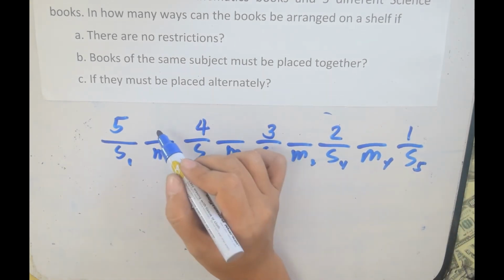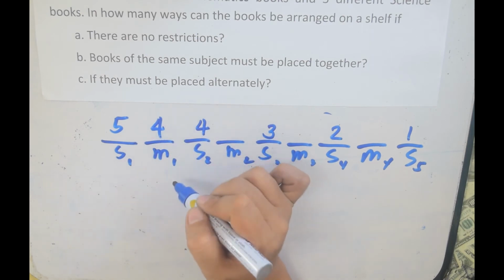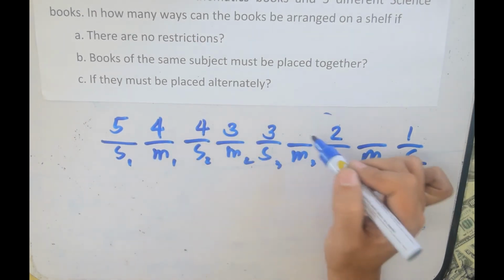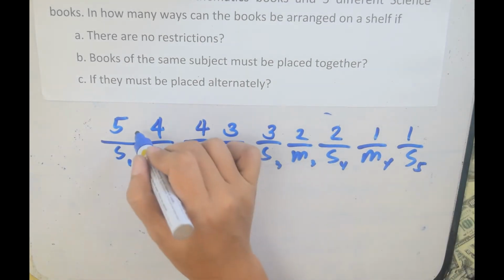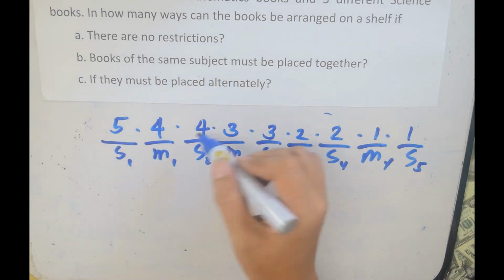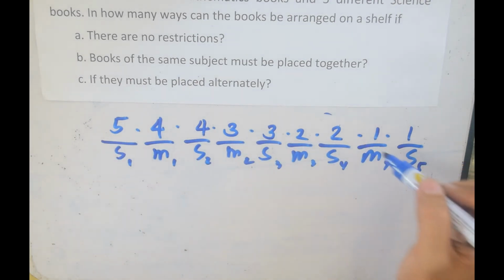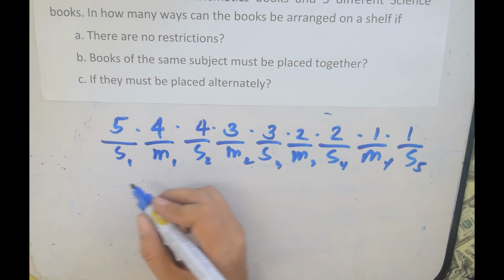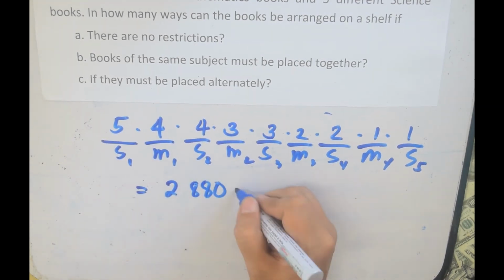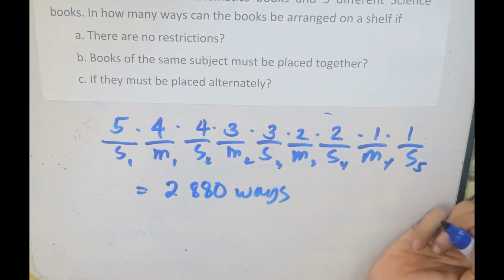For the math books, we have 4 choices, right? Since you choose one here, we have only 3, 2, 1. Then you multiply this. So 5 times 4 times 4 times 3 times 3 times 2 times 2 times 1 times 1. Therefore, there are 2,880 ways for this one.